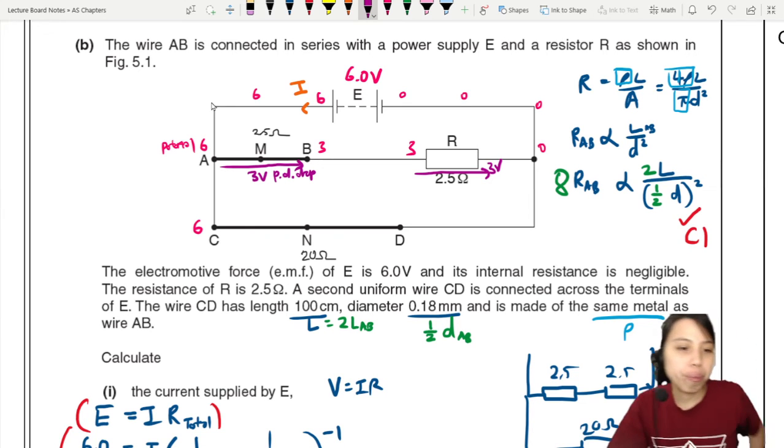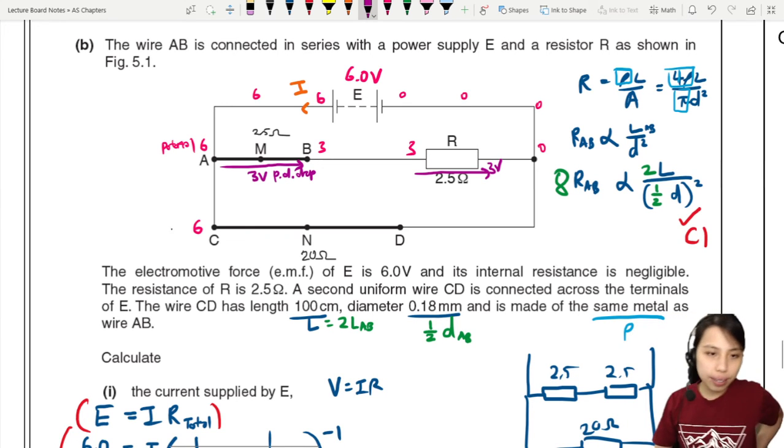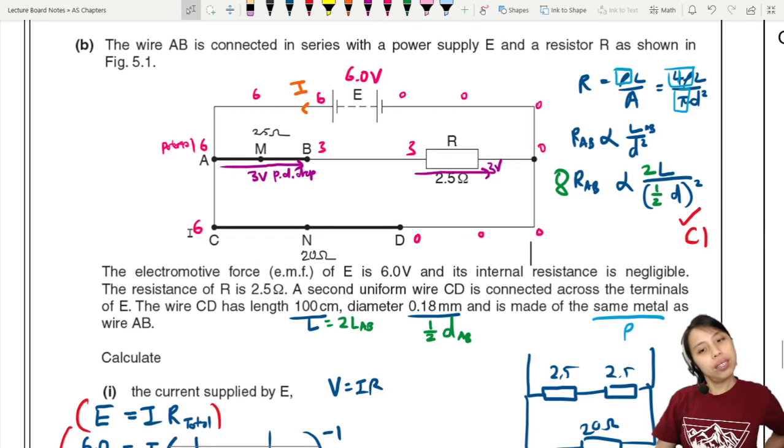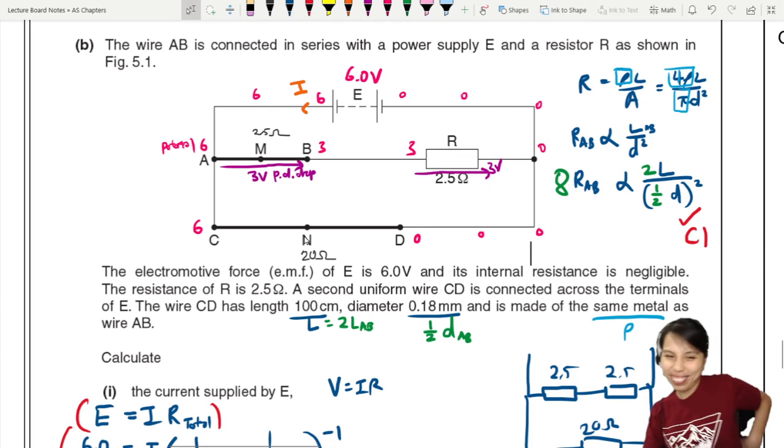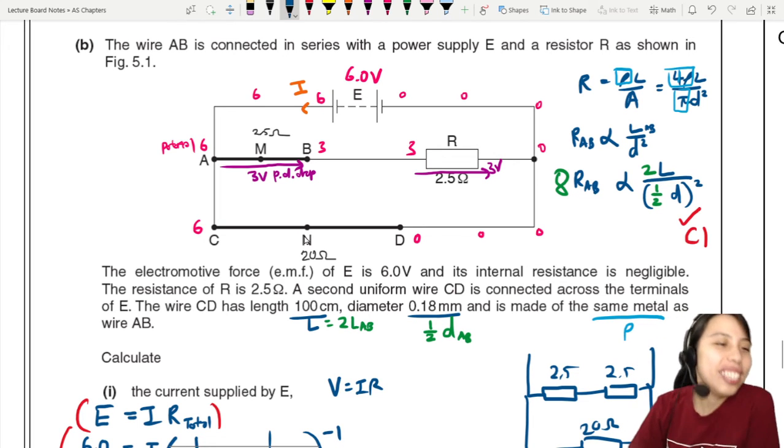So we do the same thing for the other line. From the other line, 6 drops all the way to 0 eventually. So we know this part is going to be 0 potential at D. 0, 0, 0, 0 all the way home. In between, can we say that this will be from 6 to 3? Can we say that? Actually can.